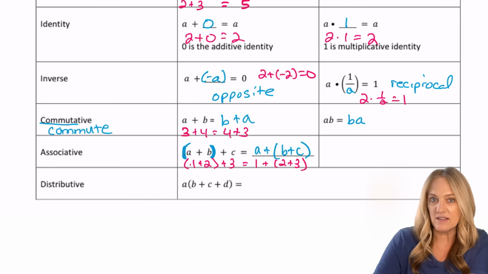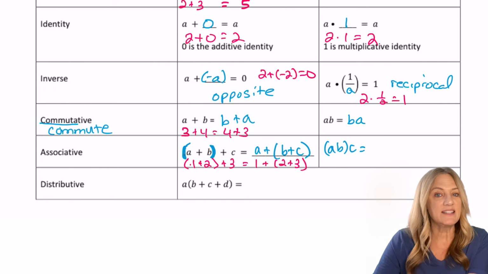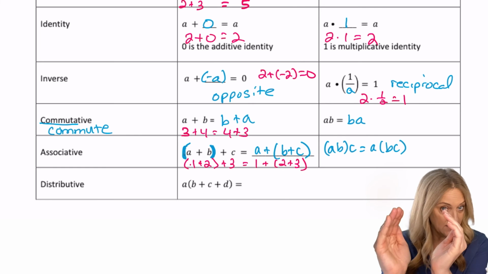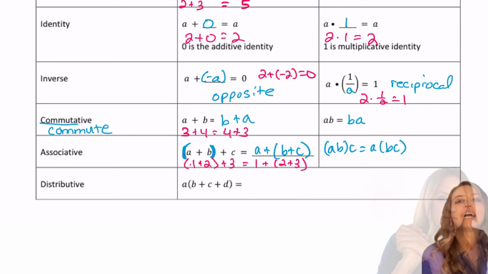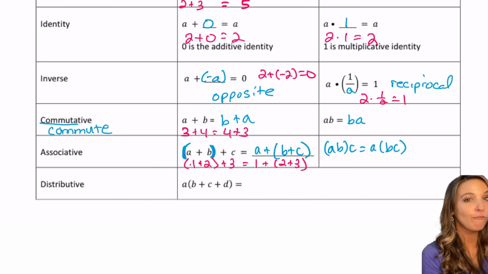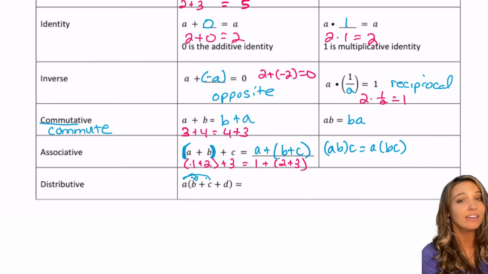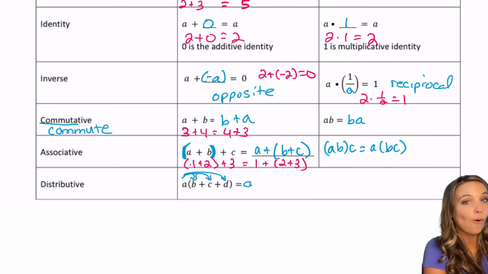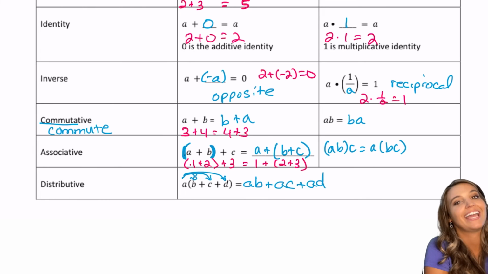The same idea is shown with multiplication. A times B times C is equivalent to A times B times C. Doesn't matter what order you multiply in, the values are equal. Last, we have the distributive property. Now, this may be one you've seen before. A times parentheses B plus C plus D is the same as A times all three of those terms. So, A times B plus A times C plus A times D.